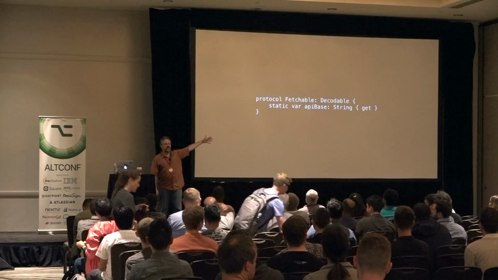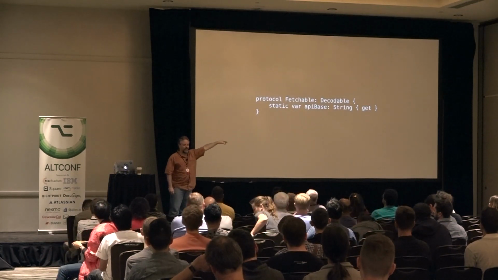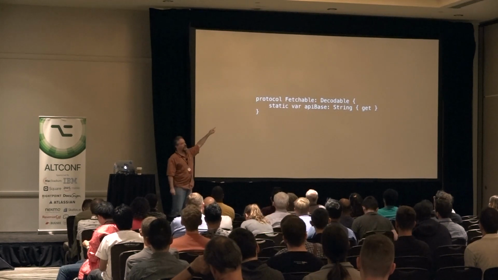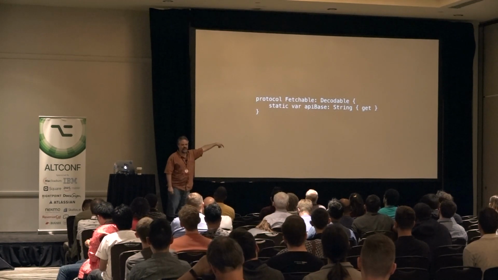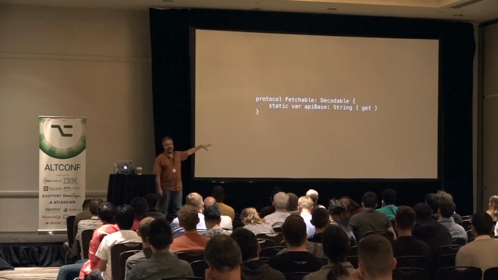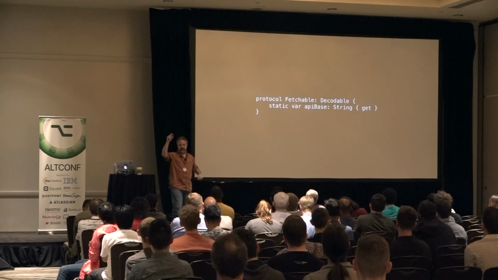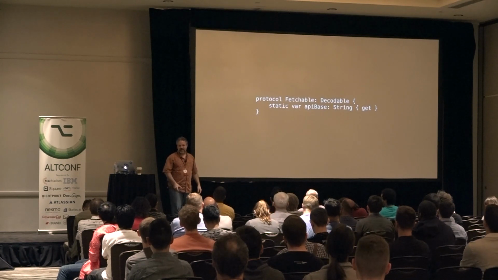we require decodable. I want to be careful here. Fetchable is a decodable. In order to conform to fetchable, you must also conform to decodable. This is not, even though we call it protocol inheritance, it's not like class inheritance. It's just an extra requirement. It's like you took all the requirements in decodable and also smacked them in there.